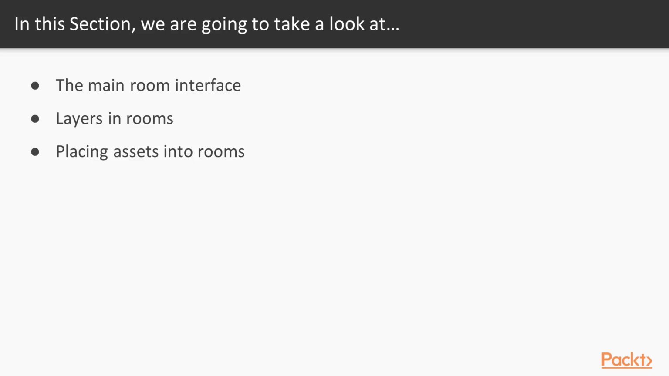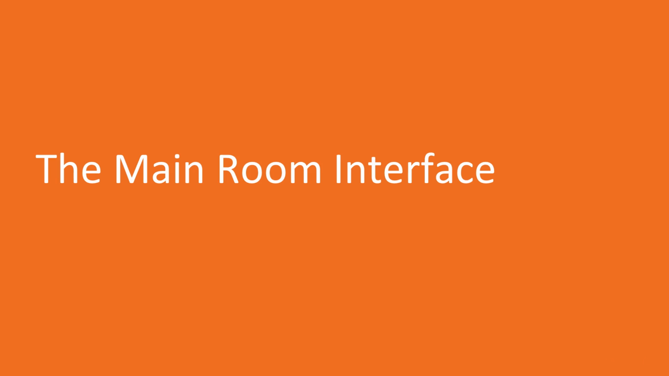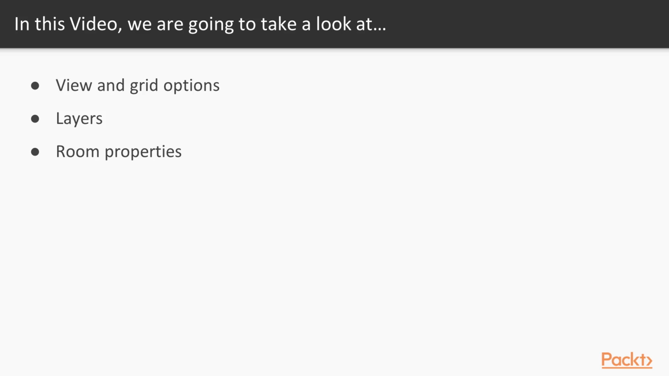So let's get started. We'll be learning about rooms, the resource that we use to set out levels, menus, and much more. In this video, we'll be taking a look at the main interface of a room and its features. We'll start with the room editor view options, then look at layers, and finally the room properties.